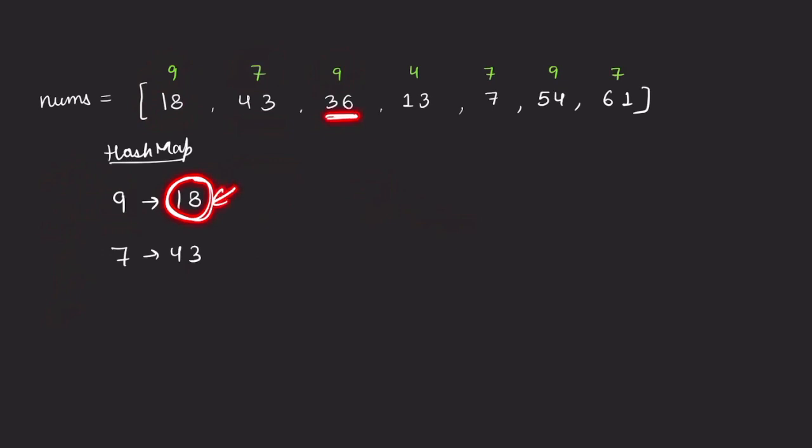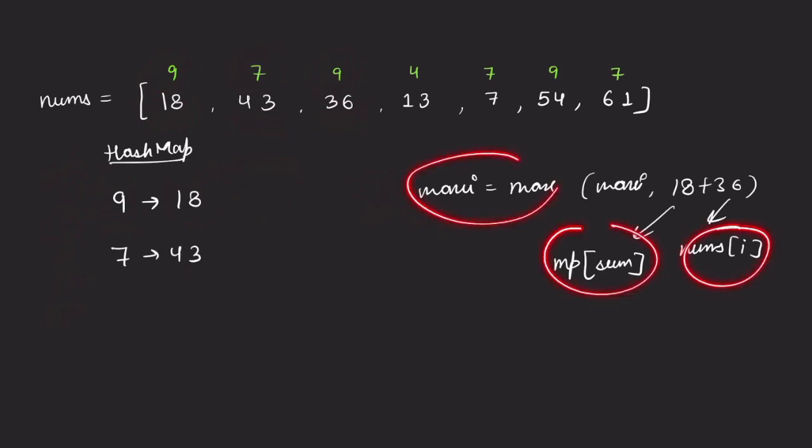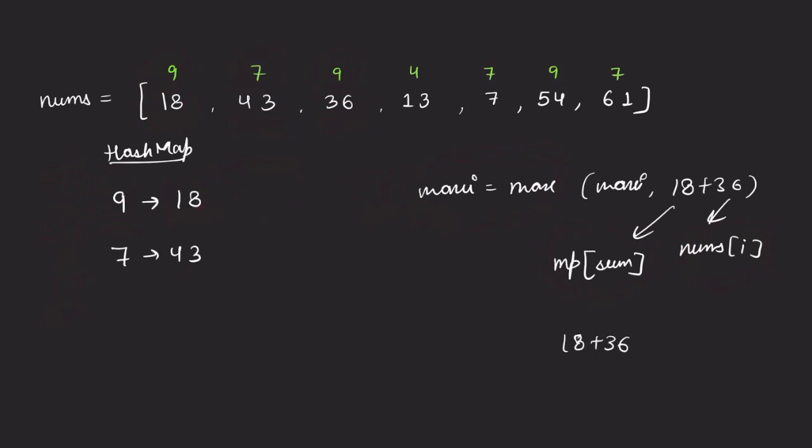Now this 18 and this 36 might give us the maximum sum, right? So what we will do is in our maxi variable, we can track the maximum of maxi comma 18 plus 36. Basically, this will be nums of i, whatever is the current number, and this will be whatever is present in the map at the key sum. Basically, we will do the sum of these two and we will track the maximum sum, right? So here it will be 18 plus 36. We will keep that here, and then in the map we will update this element to the maximum of 18 and 36.